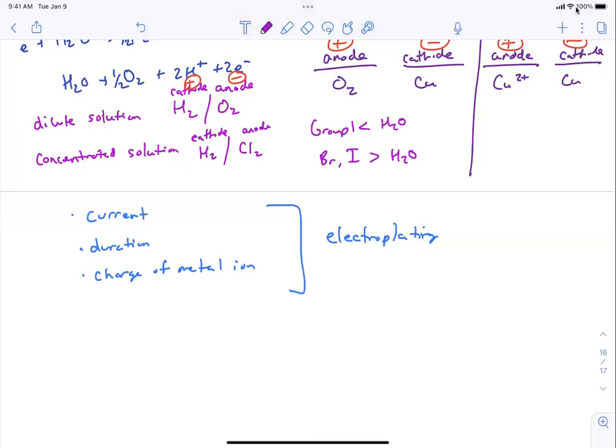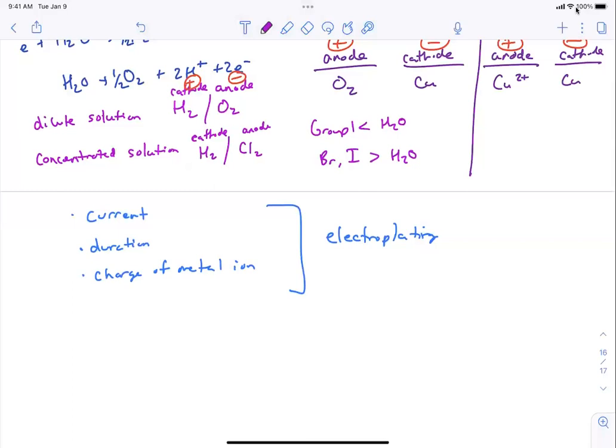Yes. So the more the current, the more charge you're putting in. The more duration, the more charge you're putting in. The higher the charge of the metal, the more charge it requires for you to make it. So increasing these two increases the amount. Increasing this actually decreases the amount, like you just said.